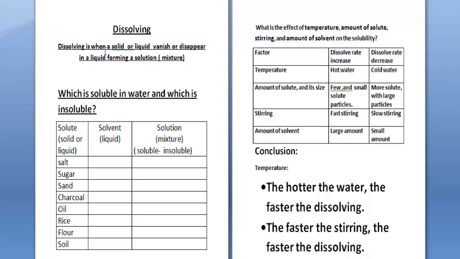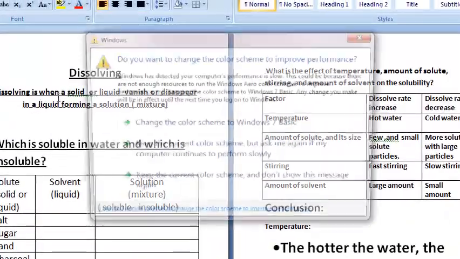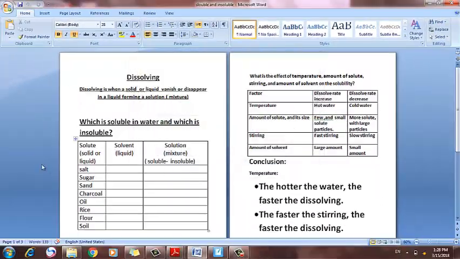The solid which we put in the liquid to dissolve, we call it solute. Like for example, we have here in our experiment salt solute, sugar solute, sand solute, charcoal solute, oil, rice, flour, and soil. Different kinds of solutes. We are going to put them in water, which we are going to call solvent, as we are going to try to dissolve them in this substance which is water. So the solid is solute, and the water which is going to dissolve this solid or this solute, we call it solvent.